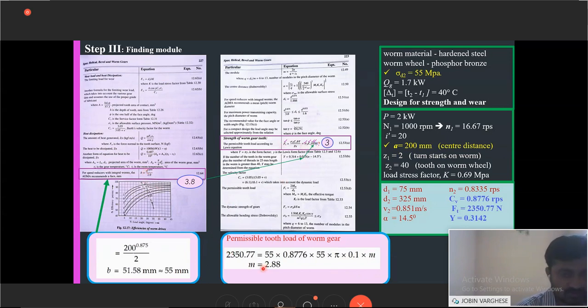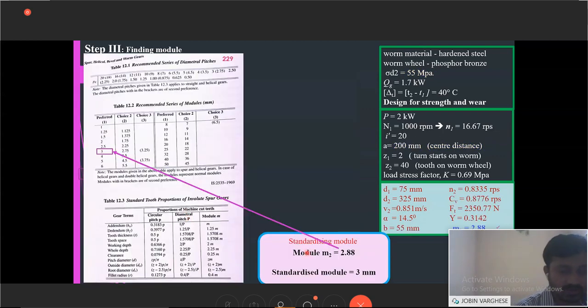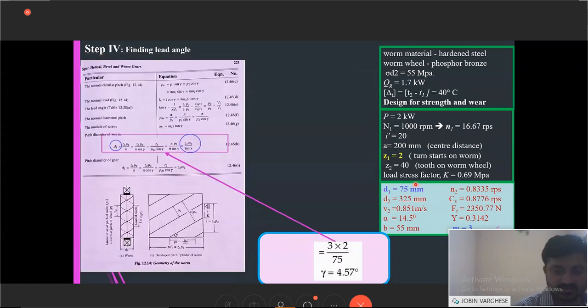We'll calculate the module. So I'm updating in the next, that is what is module. Next comes the module, which is 2.88 from the calculation, and it has to be standardized from the table on page 229. That's page number 229, table 12.2. We can see that module is 3. That is, we are standardized, and I have written module 3 to be used for the calculations.